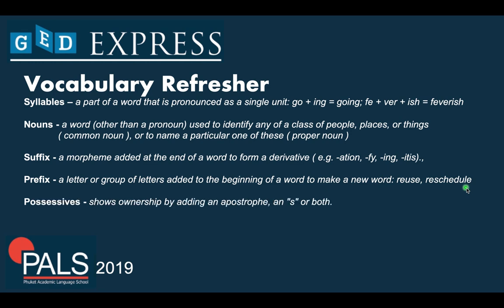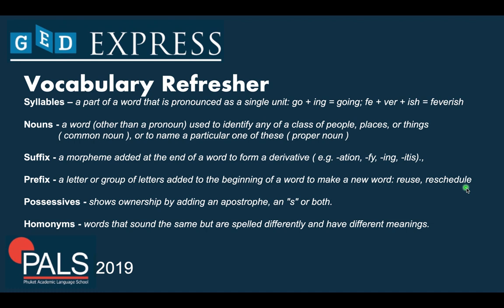Possessives show ownership by adding an apostrophe, an s, or both. Homonyms: words that sound the same but are spelled differently and have different meanings.